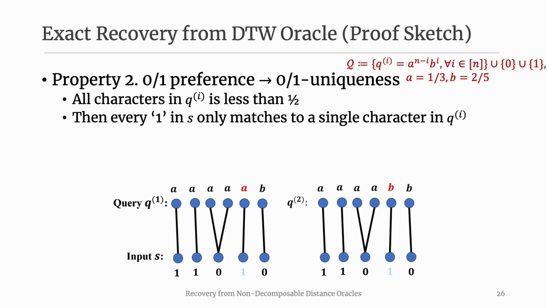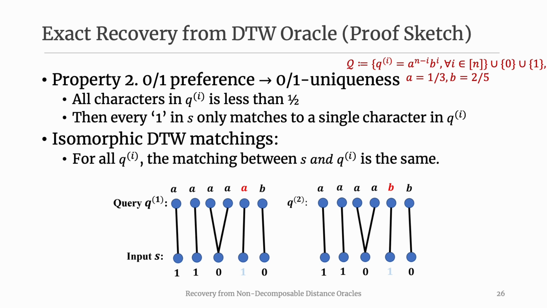We also use prime and coprime numbers to encode and decode information. We develop algorithms to show how the recovery can be done. You may still have questions about how we could guarantee that changing the query sequence will not change the matchings between the two sequences. We define the notion of isomorphic DTW matching, and we can prove that with our query set, the matching between the input and all query sequences is the same. This is just a bird's-eye sketch of our proof. For more technical details, we refer you to the longer version of our paper on arXiv.